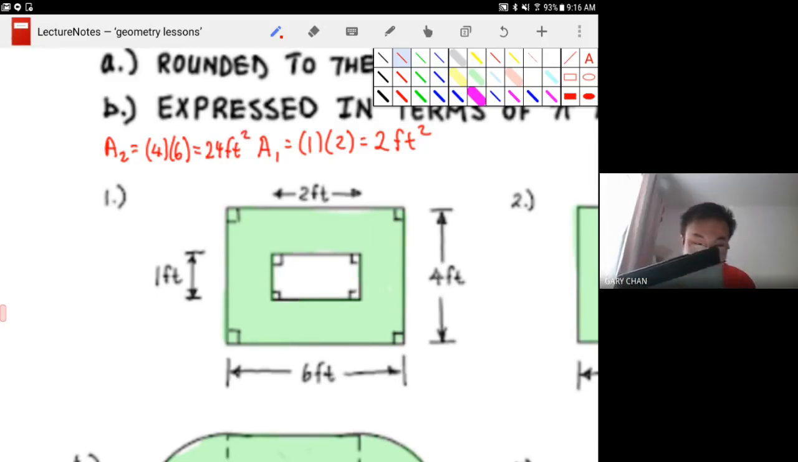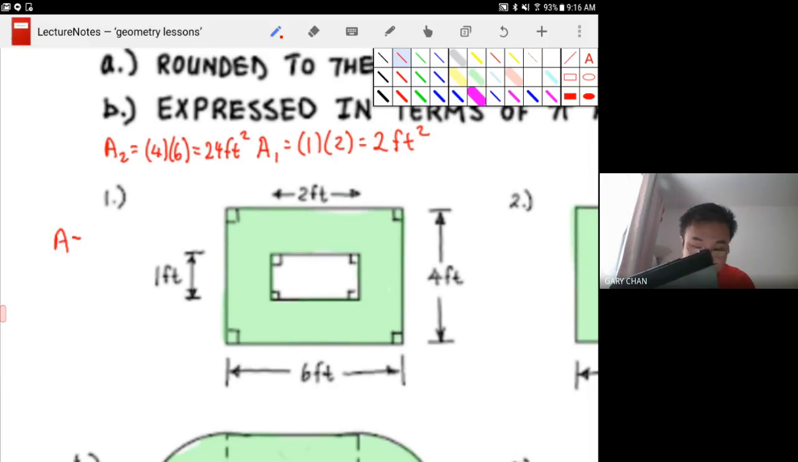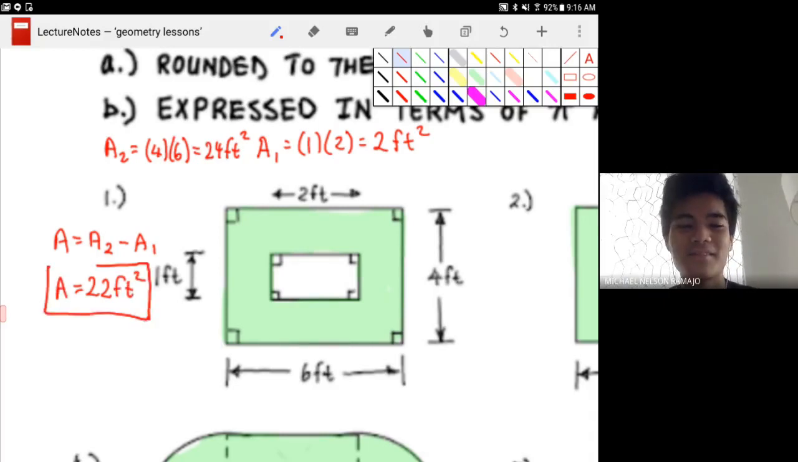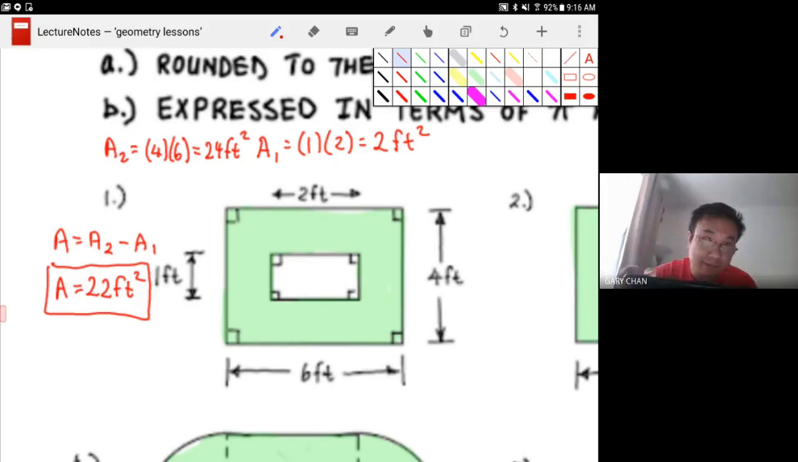And so the area of the green is simply going to be A2 minus A1, right? So as Michael said, it's going to be 22 feet squared. Not too bad. Lovely. Didn't I say everyone has it in them to figure this out? All right. Let's take a look at question 2.